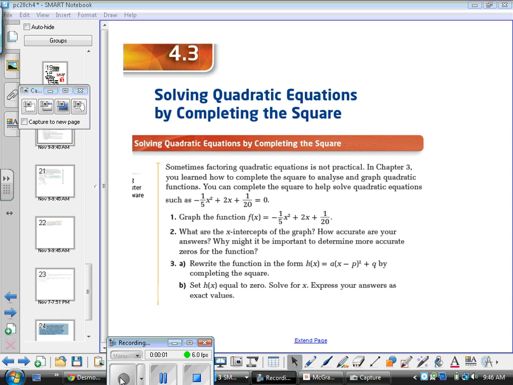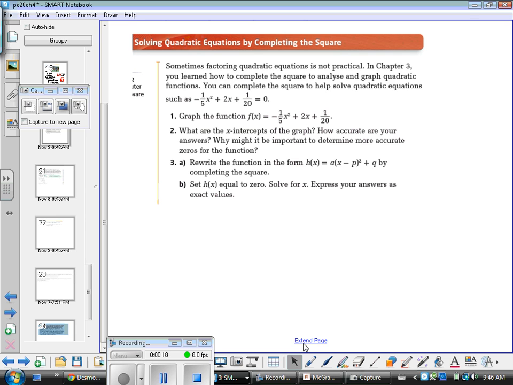In 4.3, we try a method other than factoring in order to solve the quadratic equation. We're going to complete the square just like we did in our quadratic functions. Remember, that allowed us to write a quadratic function in vertex form. And in this case, it's going to allow us another method to solve the quadratic equation when we set it equal to 0. So it's going to use the same method to complete the square.